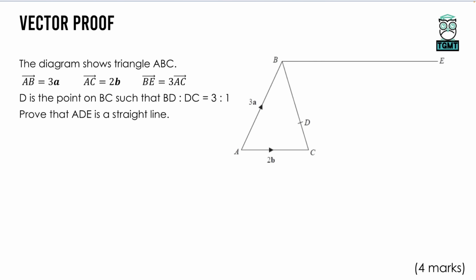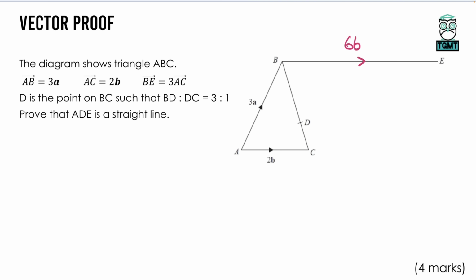Okay, so moving on to some vector proof. This one here says the diagram shows triangle ABC. A to B is 3a, A to C is 2b, which we can see, and B to E is 3 lots of A to C. Well, that's actually not labelled on the diagram, so we could put that on straight away. That's B to E, 3 lots of A to C. A to C is 2b, so that would be 6b. And there we go, that's 3 lots of A to C.